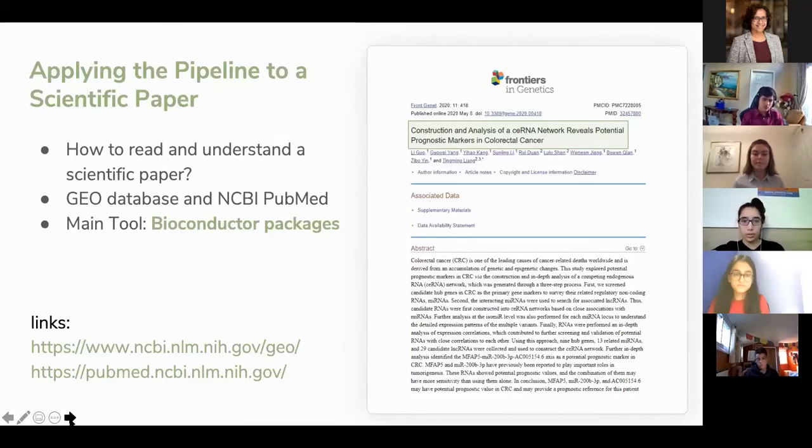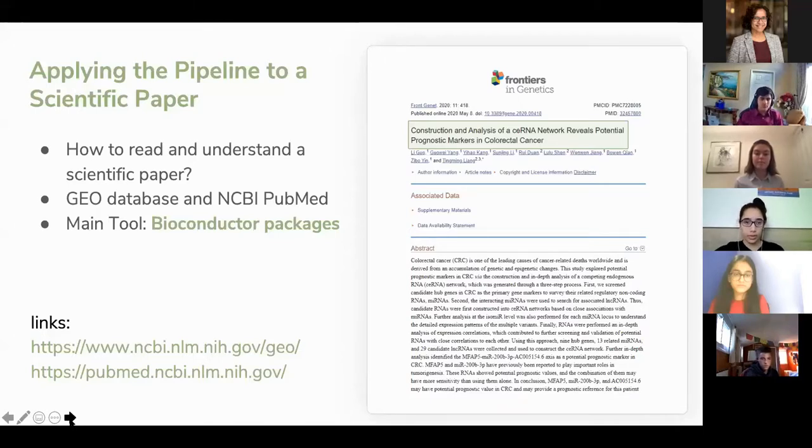I found that this method of reading the paper was really helpful for comprehending the challenging material found in the paper. We also learned about the GEO database, which is a repository of curated gene expression data, and NCBI PubMed, which has the latest bioinformatics papers. You have free access to both of these NCBI sites, so they're a great resource for anyone interested in bioinformatics.